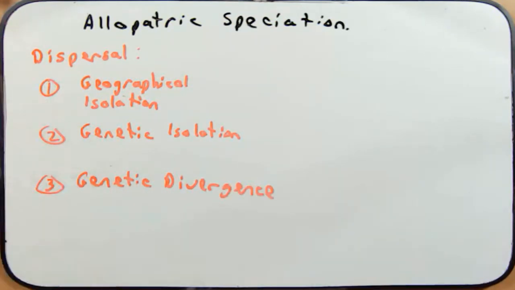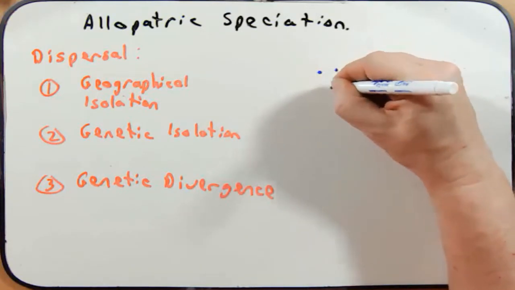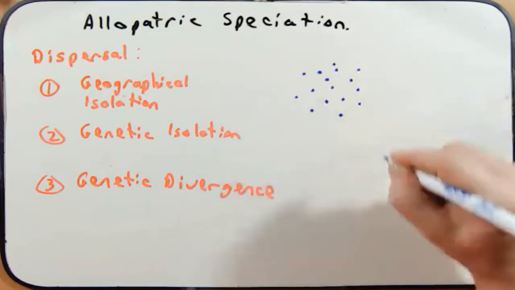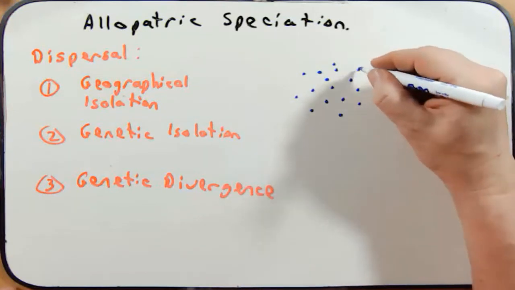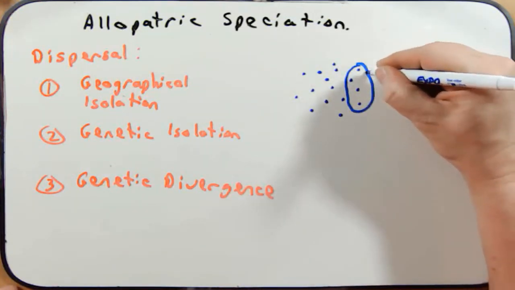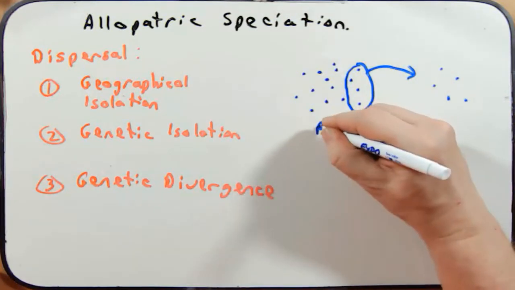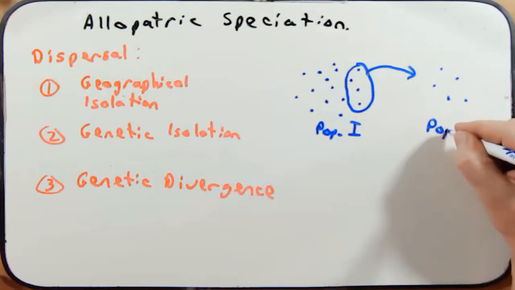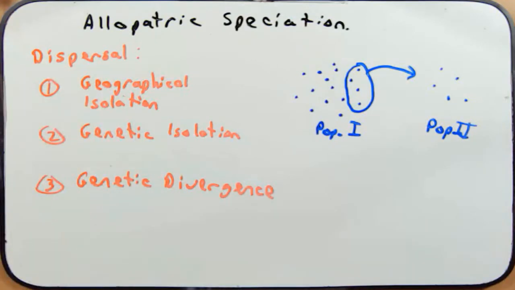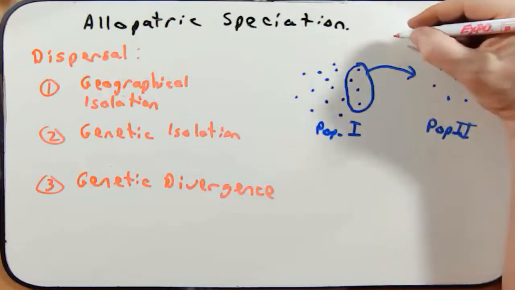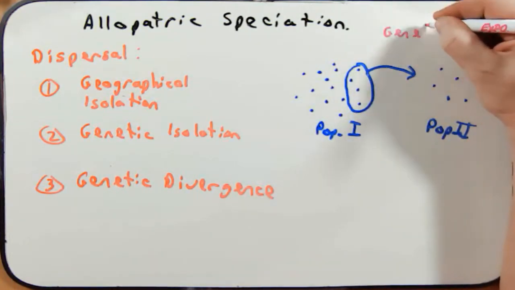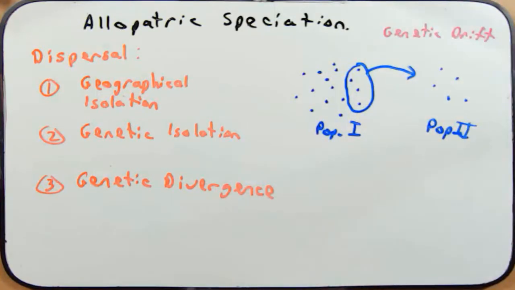So with dispersal, what's happening here is you may have a population here, and then part of this population leaves the main population and begins a brand new population. So this would be population 1. And this would be population 2. So this would be a geographical isolation. They're in different areas. And this will sound familiar to you because this is what we talked about previously when we talked about genetic drift. What we're talking about is the founder effect here. The founder effect creates this geographic isolation.